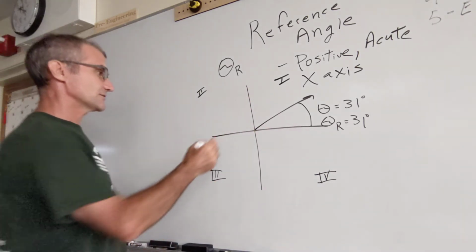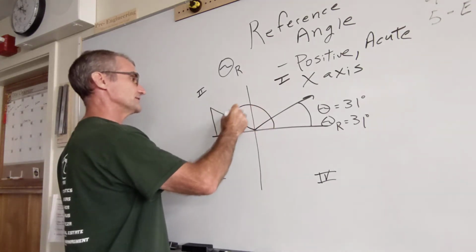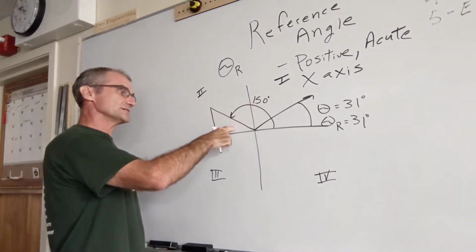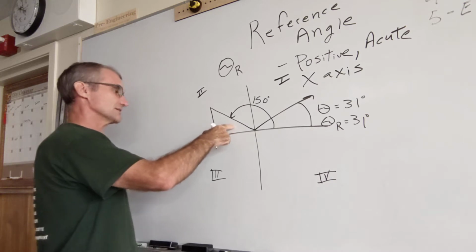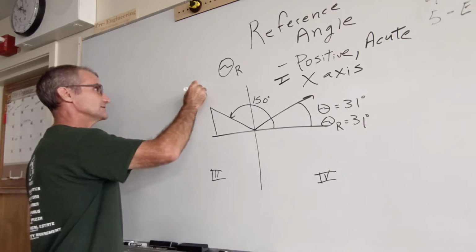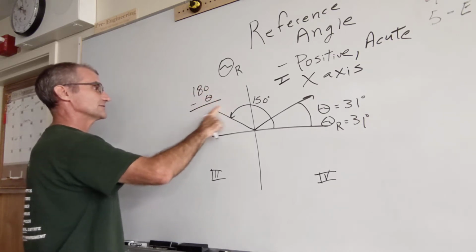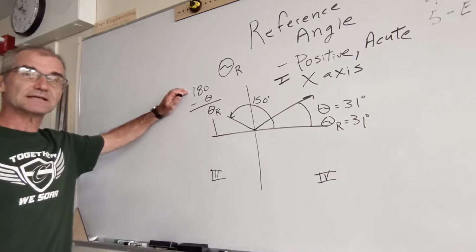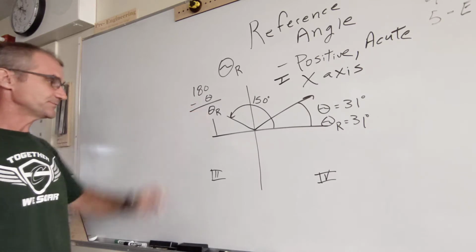If I ended in the second quadrant right here at, let's say, 150 degrees, so theta is equal to 150, theta reference is 30 degrees, so my reference angle is 30 degrees. So in the second quadrant, the way I find my reference angle is I go 180 degrees minus my angle, and that'll give me my reference angle. So 180 minus the 150 gives me my reference of 30.